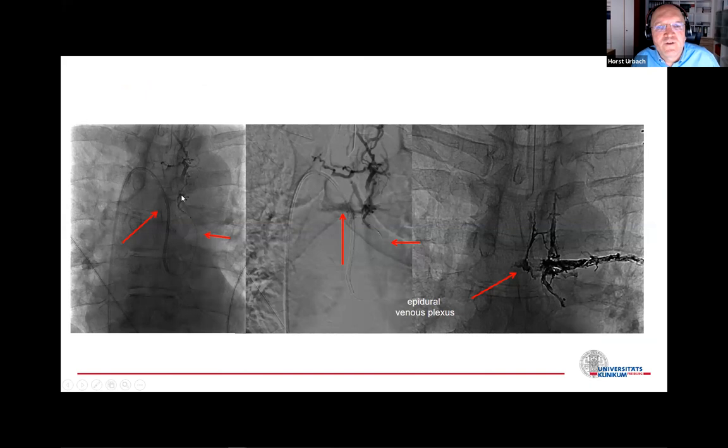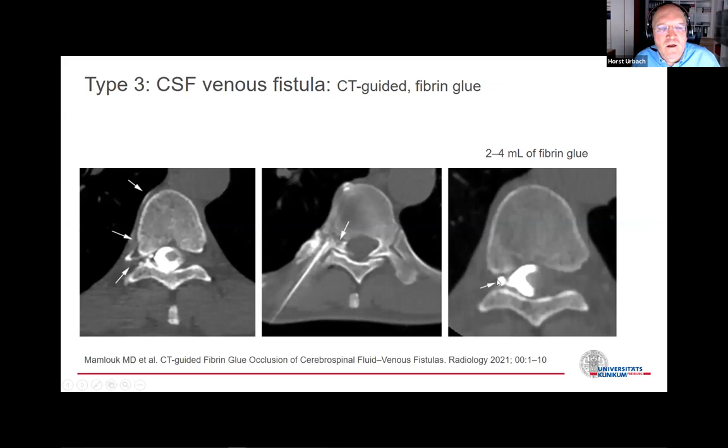Here you see a case from today where we have the epidural plexus before and after filling it out with Onyx. Well, these are the treatment steps.